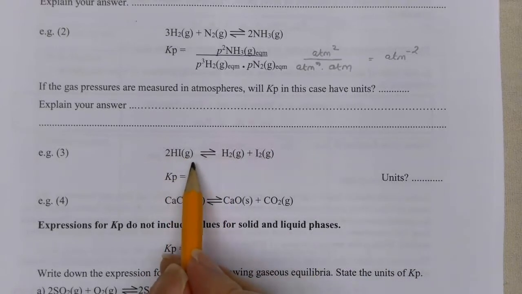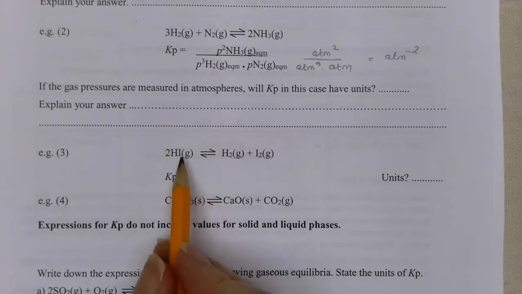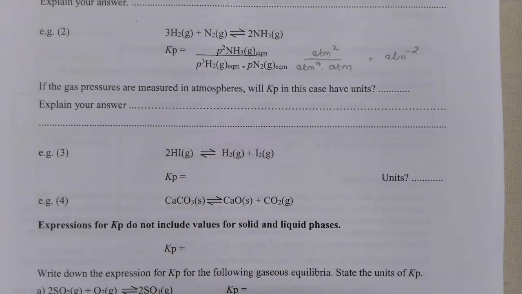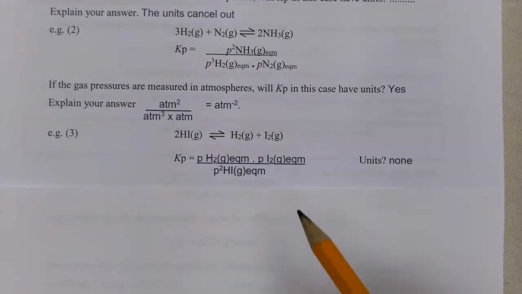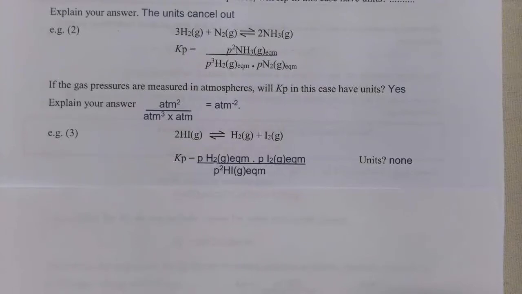For this example, it's just the reverse of example 1. So it's the partial pressure of the hydrogen times the iodine divided by the hydrogen iodide pressure squared. Do be careful, you need to look at the equation and use the equation to calculate your Kp value. So you should see here the expression is just the inverse of example 1, but again it has no units because they cancel.